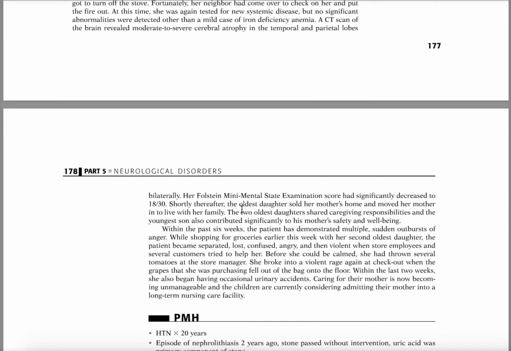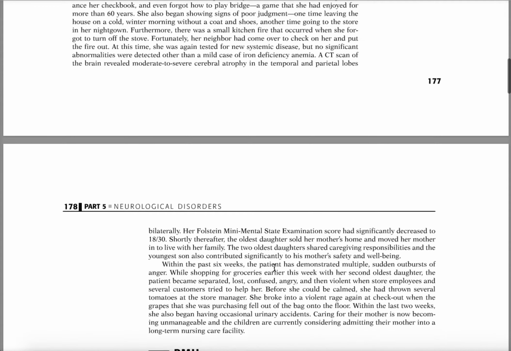Shortly after, the daughters sold the home and moved her in to live with the family. Two oldest daughters shared caregiving responsibilities. Youngest son, within the past 6 weeks, she's demonstrated multiple sudden outbursts of anger. So it's really progressing to atrophy of a lot of the different systems within the brain. Shopping earlier, she had an outburst and became violent with the store. Several customers tried to help, but she had thrown several tomatoes at the store manager and broke into a violent rage at checkout, again because grapes she purchased fell out of the bag and onto the floor. So you're seeing that the disease is progressing. That's all that I want you guys to get for this case study.